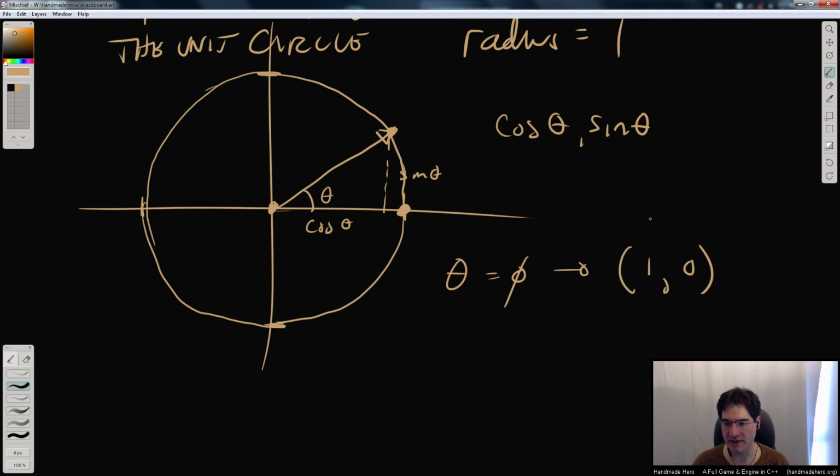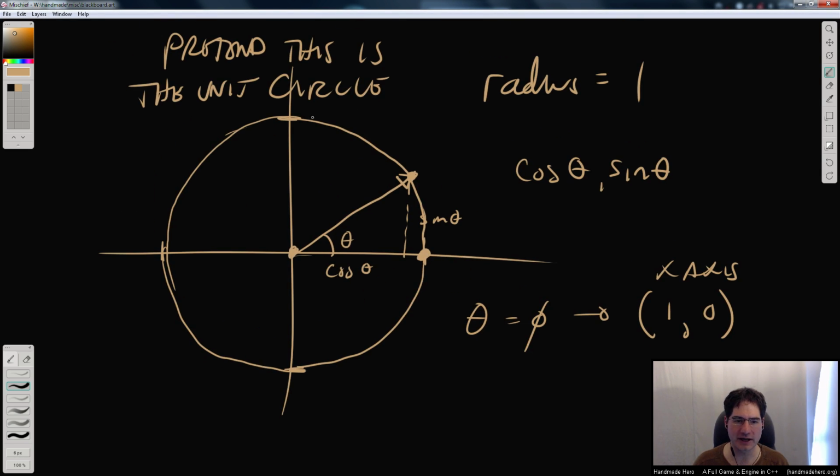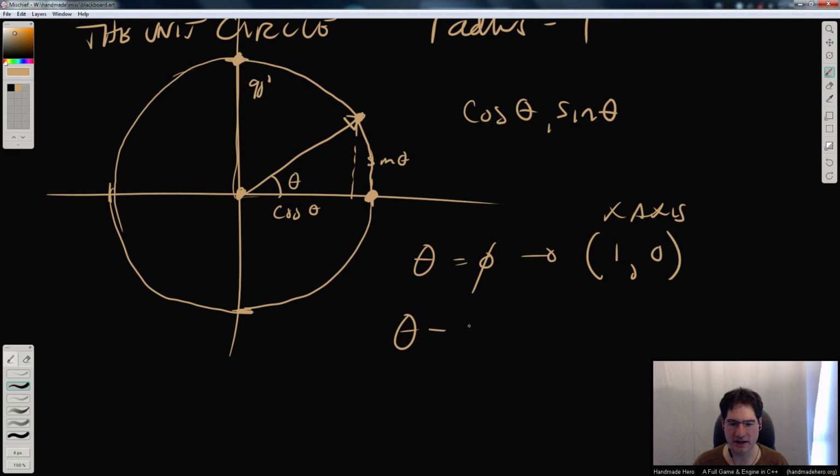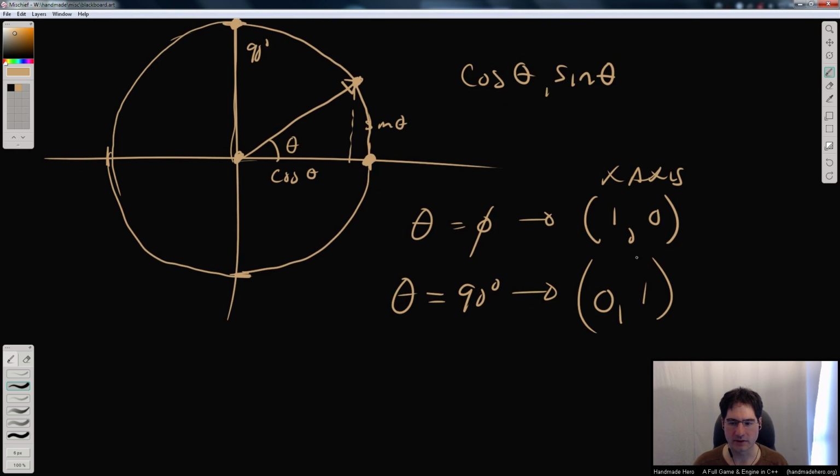That gives me the x-axis. That's what that is, right? 1, 0. Similarly, if I was to plug in 90 degrees up here, my cosine has now become 0. So if my theta is 90 degrees, then my cosine is now 0 and my sine is 1. And hey, guess what? That's the y-axis.